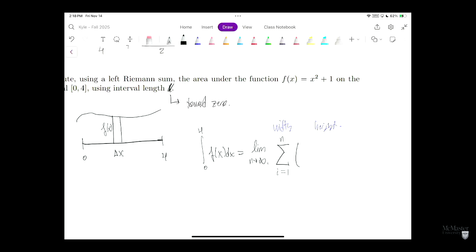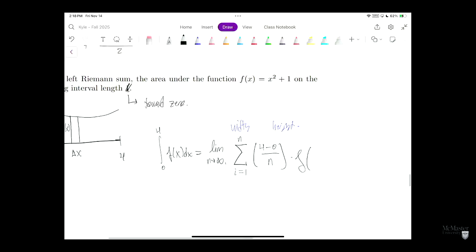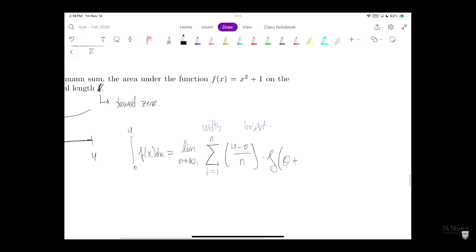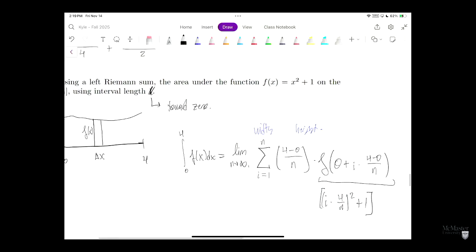The width of our rectangle is going to be b minus a over the number of rectangles, so 4 minus 0 over the number of rectangles. And the height of our rectangle is going to be f of our original point a, which is 0, plus our width times i. So i times 4 minus 0 over n. This is just going to be x squared plus 1, so it's going to be i times 4 over n, squared, plus 1. So this is our integral, our formal definition.